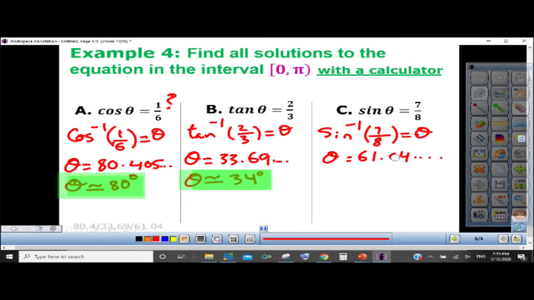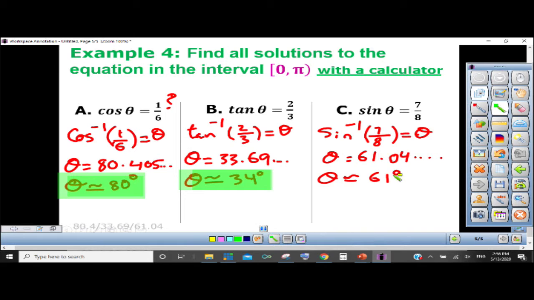61.04... Obviously, there's more numbers here. And I'm going to approximate this again. So this is approximately 61 degrees. Okay, and that's how I got the answer for this one.